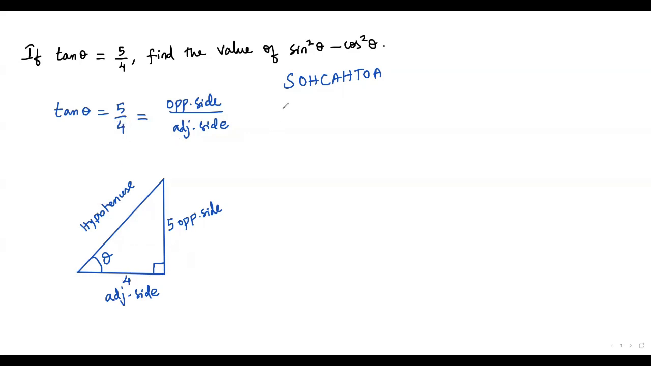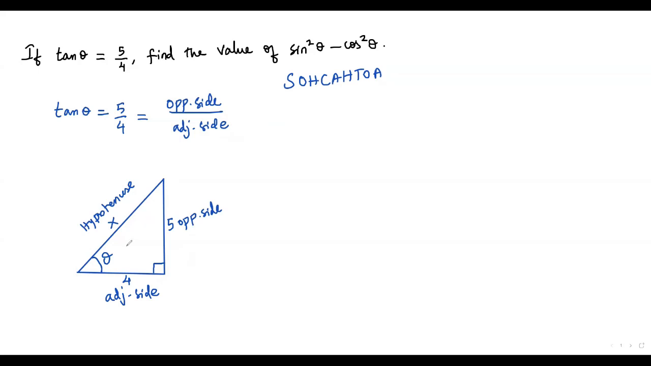Okay, so if I want to get the value of sine theta according to SOHCAHTOA, sine theta is equal to opposite over hypotenuse. So I need the length of the hypotenuse. Now let me assume the length of the hypotenuse as just x. Here in this right triangle, I can use the Pythagorean theorem to get the length of the hypotenuse, which is assumed as x. Okay, what is the Pythagorean theorem?